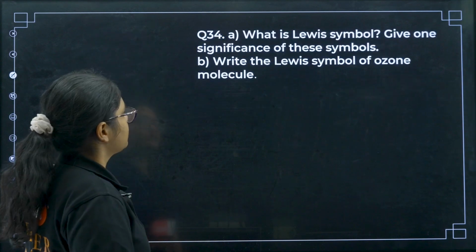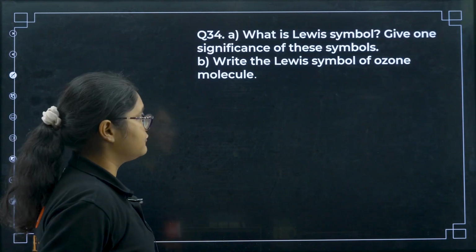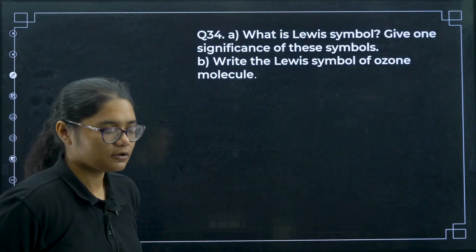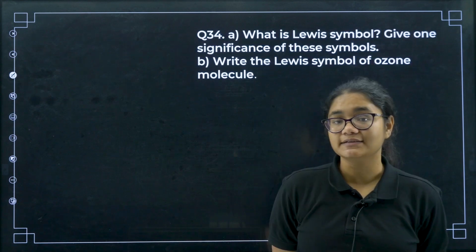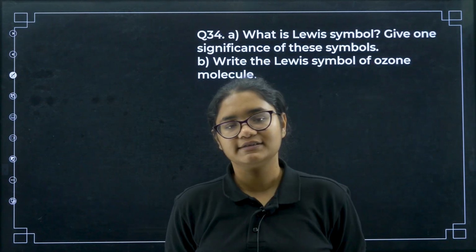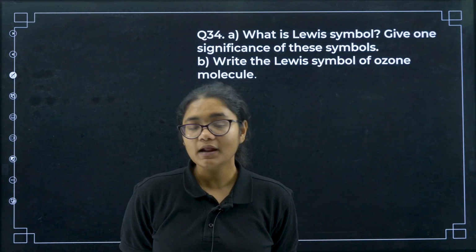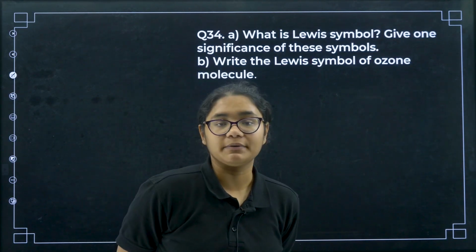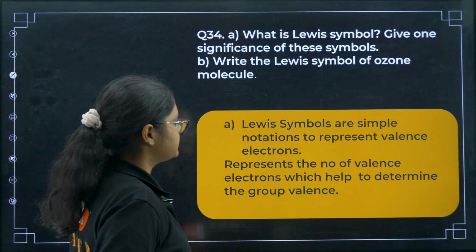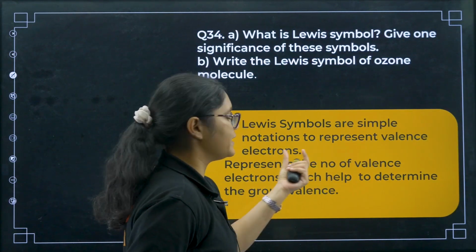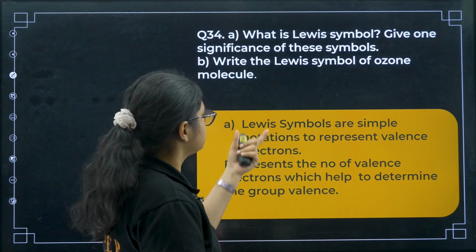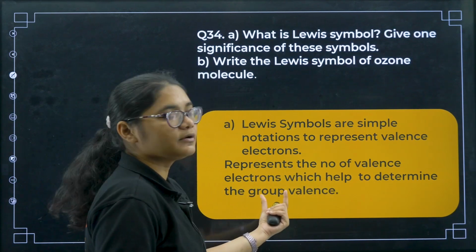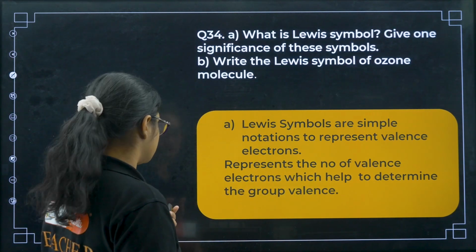Now question number 34, what is Lewis symbol? Give the significance of these symbols and write the Lewis structure of ozone. So what is a Lewis symbol? Whenever we have symbols where we represent the valence electrons with the help of dots, we call it a Lewis symbol. What is its significance? By seeing the valence electrons, we can guess the group of the atom, to which group in the periodic table it belongs. So Lewis symbols are simple notations to represent the valence electrons. It represents the number of valence electrons, which help to determine the group valence.